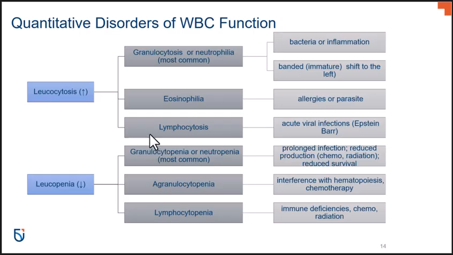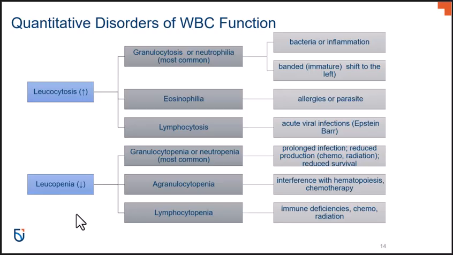Another example is lymphocytosis. Lymphocytosis is an increase in the amount of lymphocytes in the blood, and this is more commonly seen with an acute viral infection such as the Epstein-Barr virus, which causes infectious mononucleosis, or the abbreviation known as mono. There are other examples, but these are some main ones that I want you to be aware of.